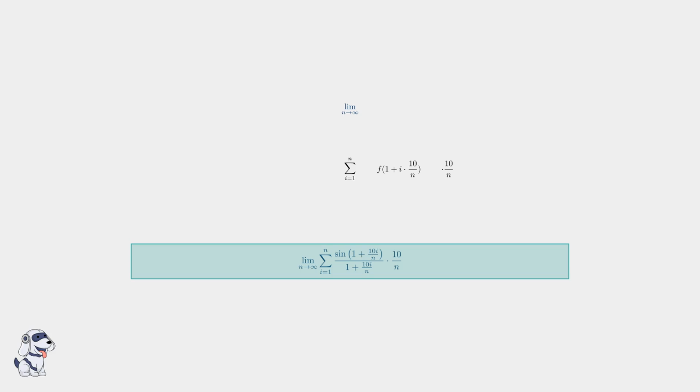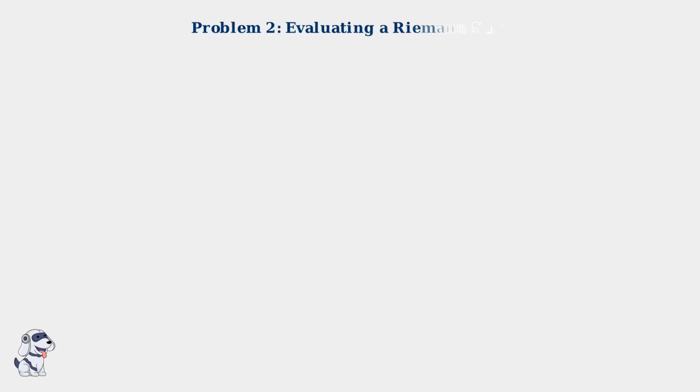Putting it together, the sigma notation is the limit as n approaches infinity of the sum from i equals 1 to n of f at 1 plus i times 10 over n, times delta x, which is 10 over n. Substituting the function sine x over x, the complete sigma notation is the limit as n approaches infinity of the sum from i equals 1 to n of sine of (1 plus 10i over n) over (1 plus 10i over n), times 10 over n.